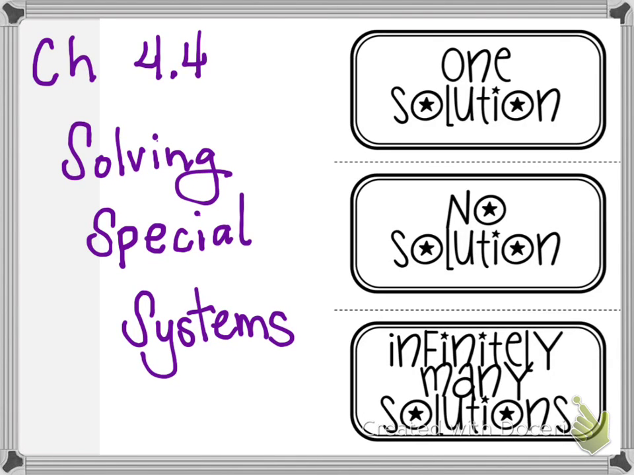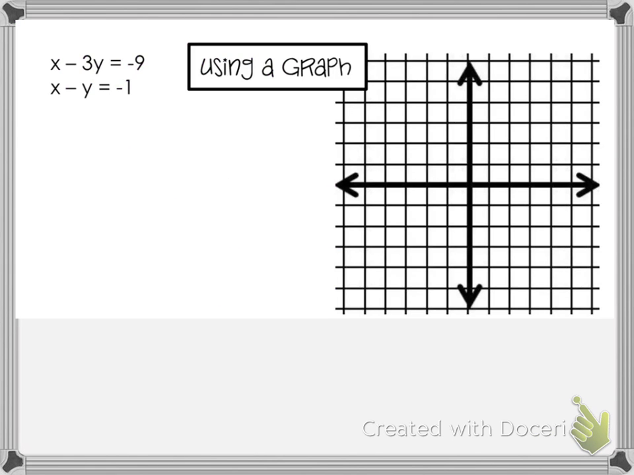Now that we know how to solve systems using graphing, substitution, and elimination, let's take a look at some special systems. So we'll graph these two equations. First, what we want to do is convert it to slope-intercept form. And so we have x minus 3y equals negative 9.